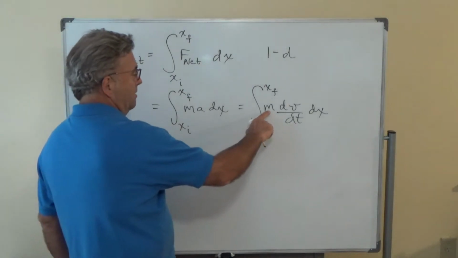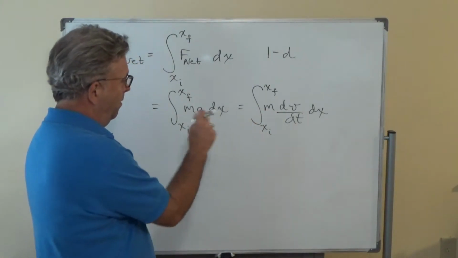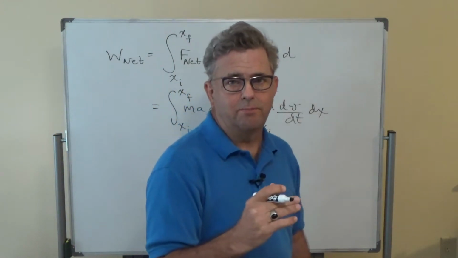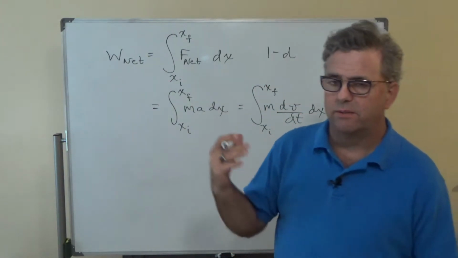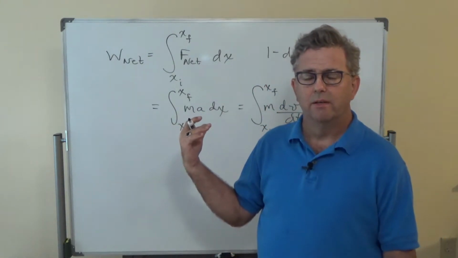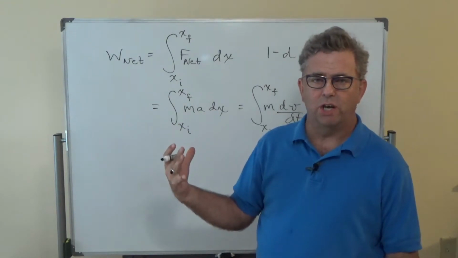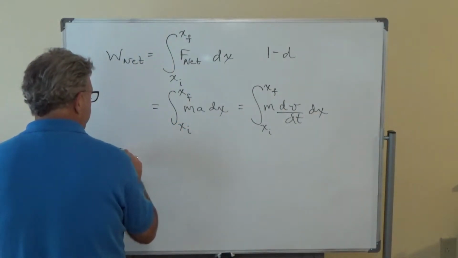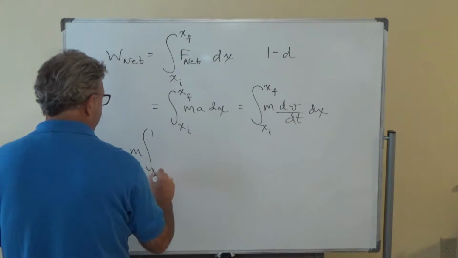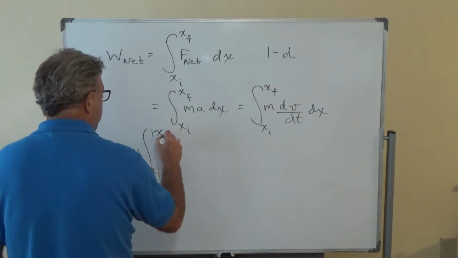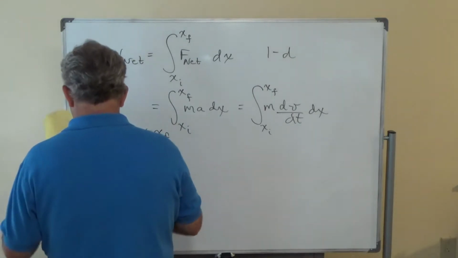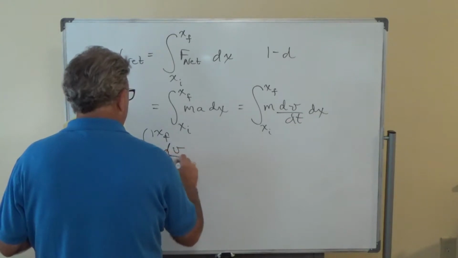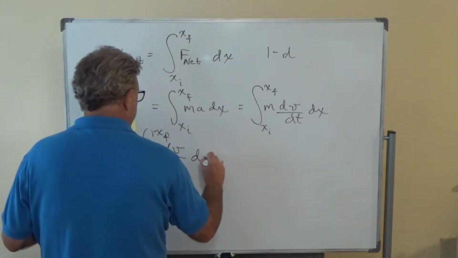We're talking about constant mass problems. I'm going to pull the mass out front. We don't have to talk about constant mass. In this particular simple derivation, I'm looking at constant mass. We can have the mass changing, but that's for another day. So this is equal to the mass times the integral from x initial to x final of dv dt dx.